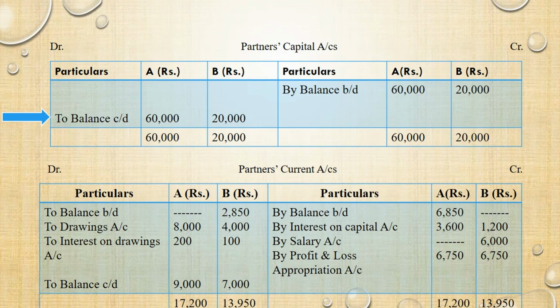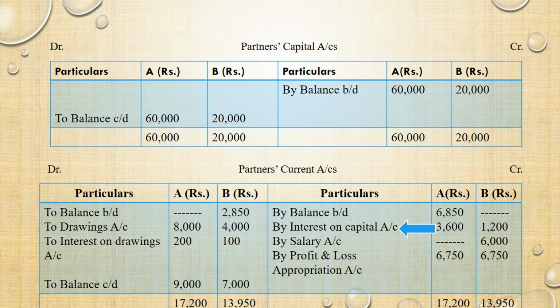Let us go to the partners' current accounts. Now, if you see for A, the opening balance is on the credit side. By balance b/d is on the credit side, 6,850. Whereas, if you see for B, the opening balance is on the debit side. It's given in the question, 2,850 debit. So this is where you should be careful. If the balance says debit, you need to write that on the debit side. Next, now, interest on capital.